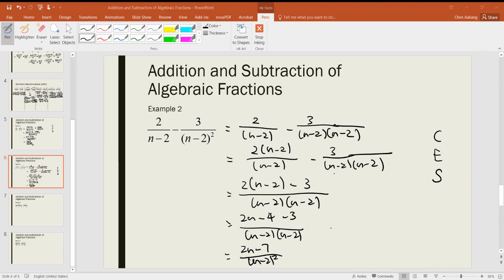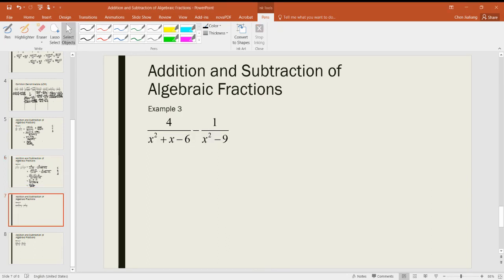Let's take a look at the third example. In this situation, we realize that the denominators are factorizable. So we can factorize the first denominator using the multiplication frame, and we can factorize the second denominator using the difference of squares. So let's do that now.